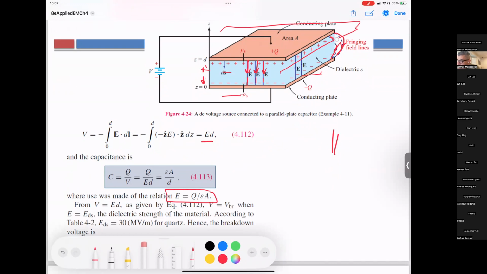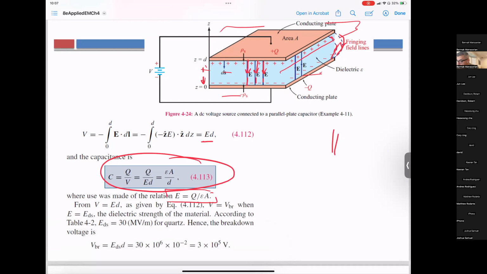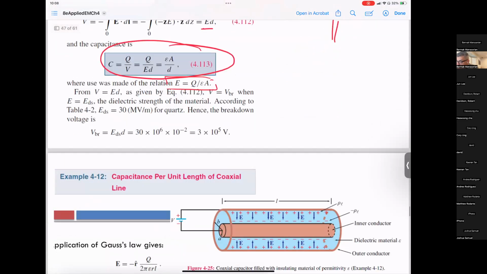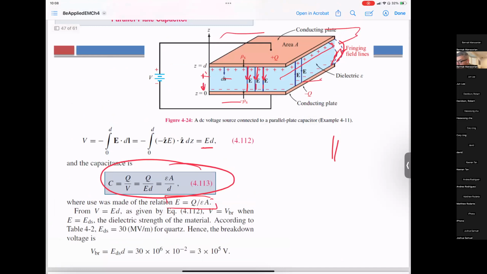And you end up with this equation, which is worth memorizing, for me anyway. The capacitance for a parallel plate capacitor is the area over the separation between the two plates, times the dielectric constant of the material between those two plates. So again, my recommendation is to remember that. I use that all the time for calculating capacitances.